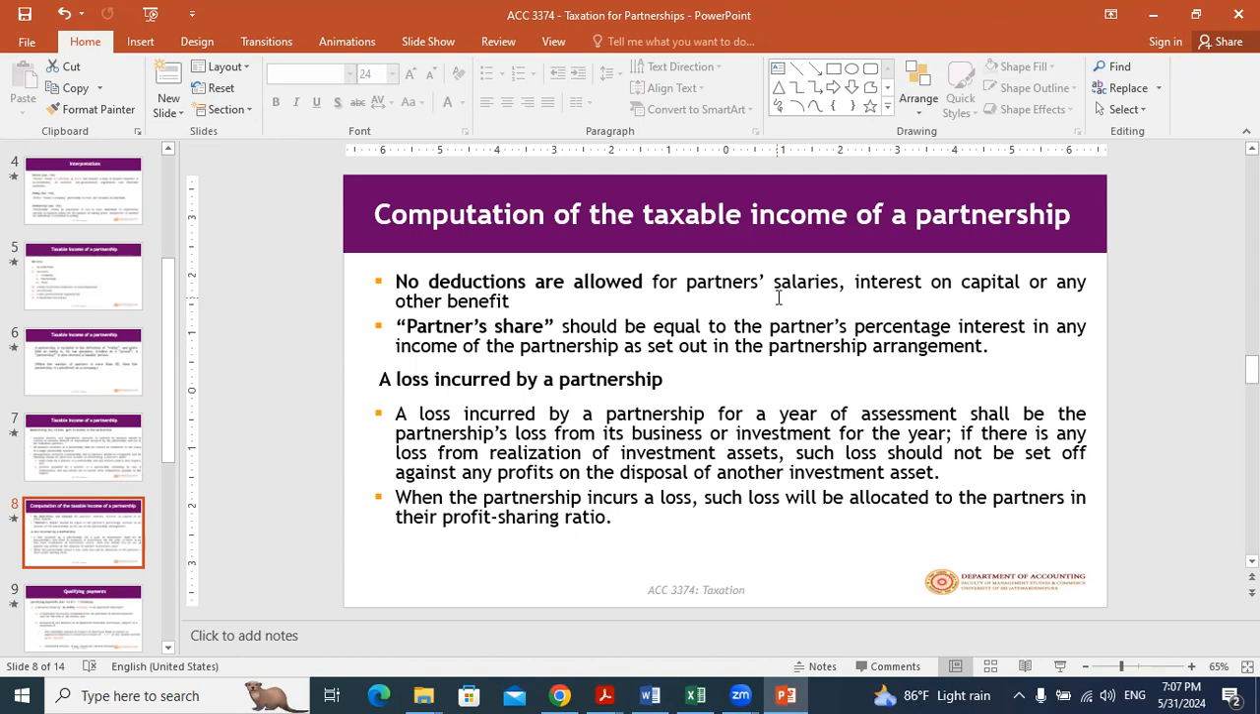For a partnership also, there could be business income and investment income. From the investment income, if there is a loss, such loss cannot be set off against the business. When the partnership incurs a loss, such loss will be allocated to the partners in their profit sharing ratio. You know this, how to allocate loss.